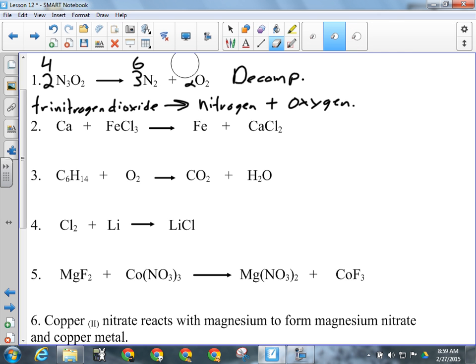Okay, I want you guys to try 2 through 5. I'll give you a few minutes to do those, and then we'll go over them together. We're looking for reaction type, written out in words, and correctly balanced.